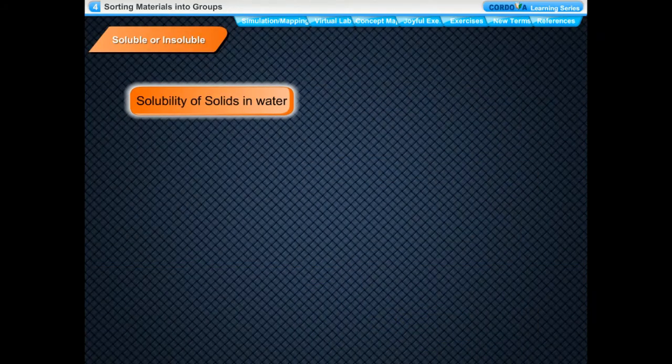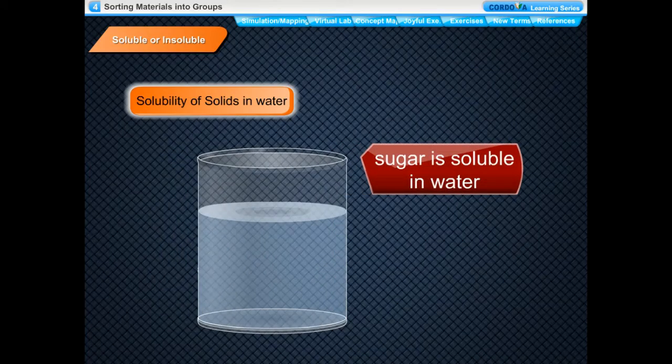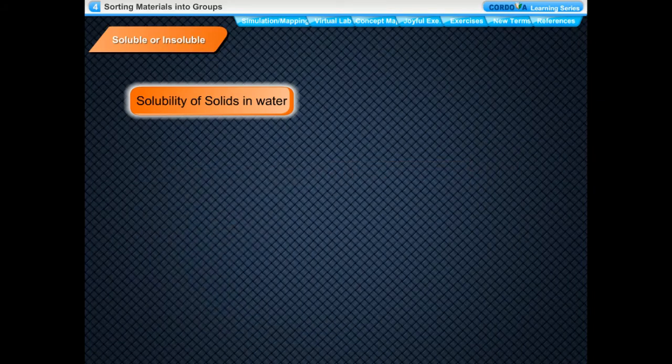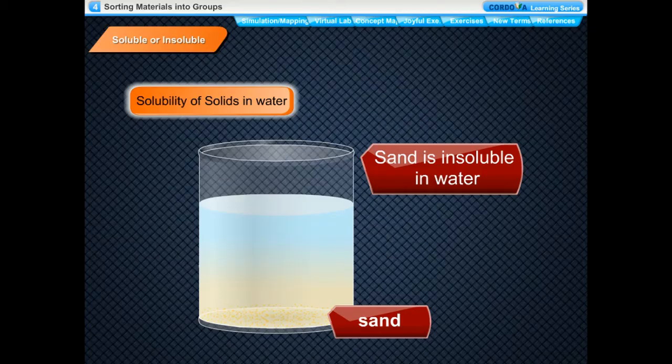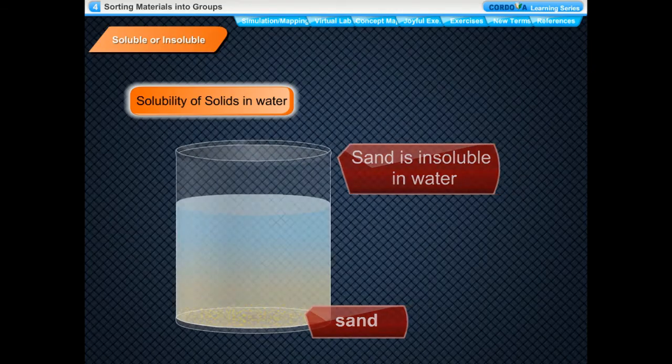Solubility of solids in water. Substances that dissolve when mixed with water are said to be soluble in water, whereas the substances that do not dissolve in or mix with water are insoluble in water.